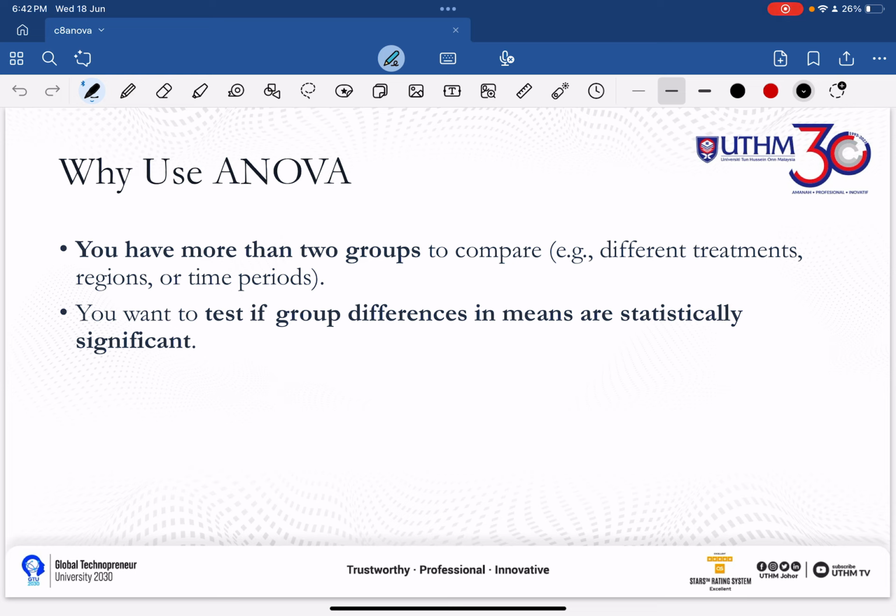Okay, so here in this chapter, what happens if we have more than two groups? We will use ANOVA. So you have more than two groups to compare, for example, you want to compare different treatments, regions, or time periods. Or you want to test if group differences in means are statistically significant. So that is part of the ANOVA.